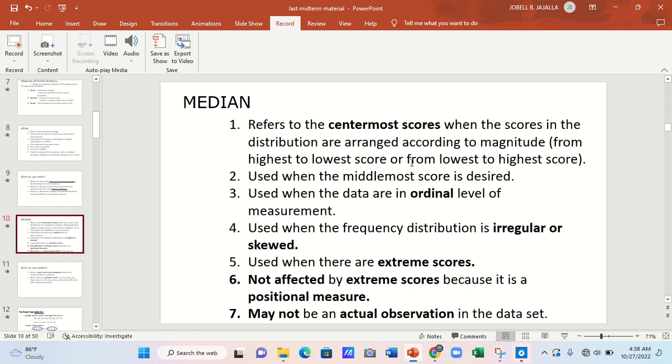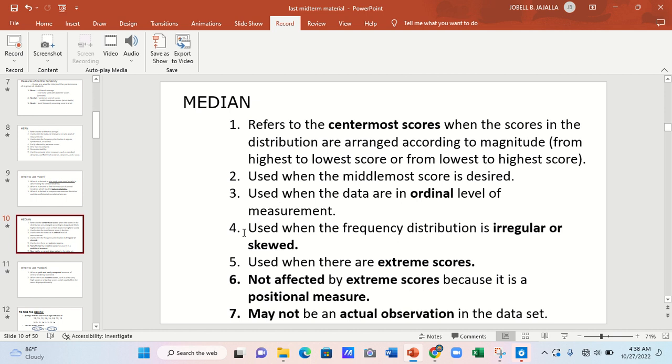Okay? Now, for number two, this is used when the middlemost score is desired. So, median, middlemost, centermost. Now, for number three, used when the data are in ordinal level of measurement. So, those ordinal numbers, like first, second, third, etc.